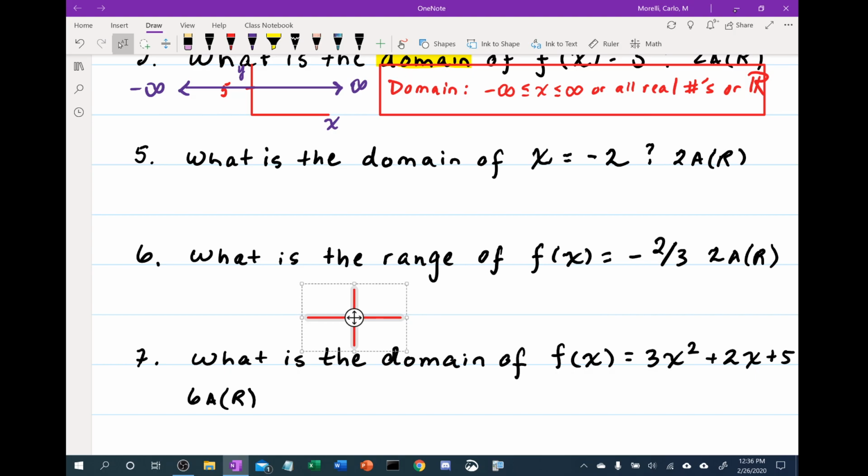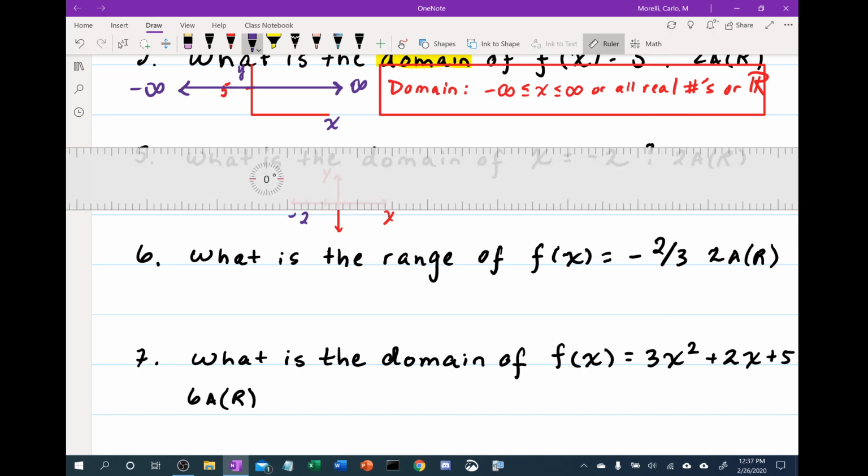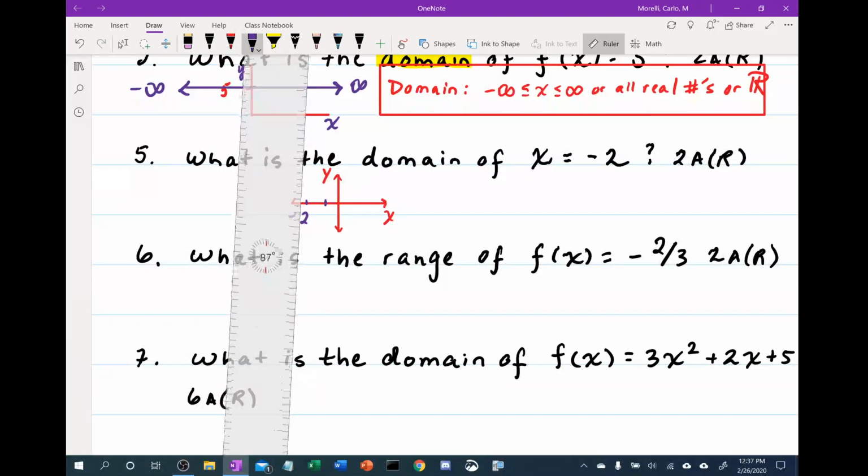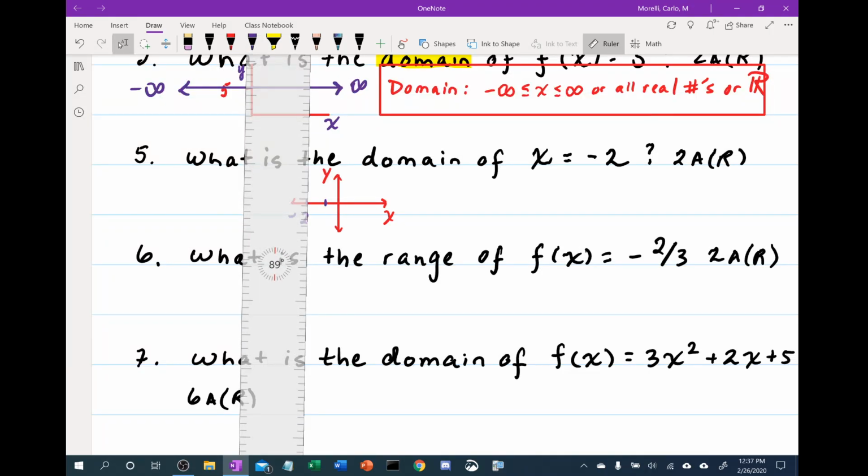Okay, so here's the picture of it. This is y and this is x. And we'll just call this -2. Well, the line, when you put it in the calculator or graphing software, would be a perfectly vertical line like this.